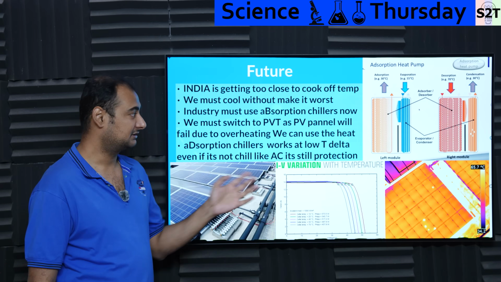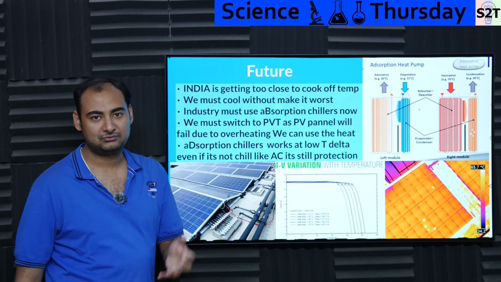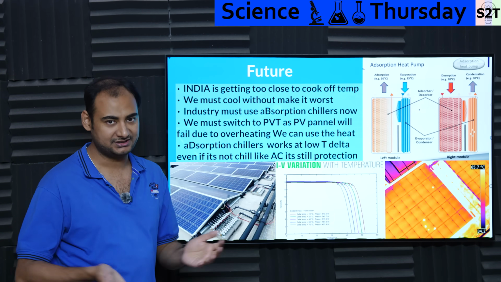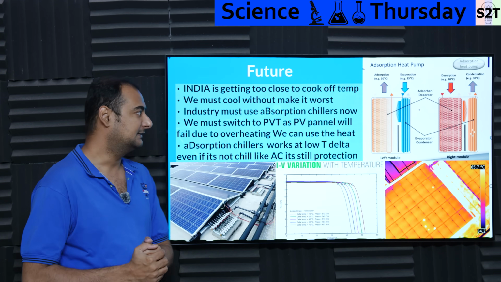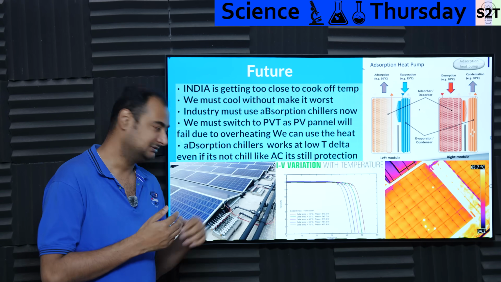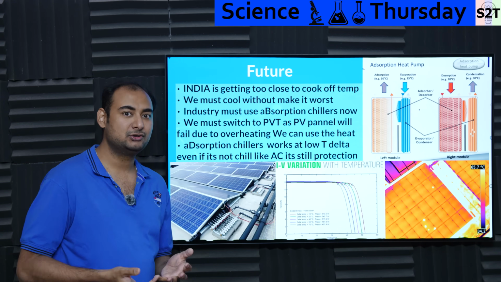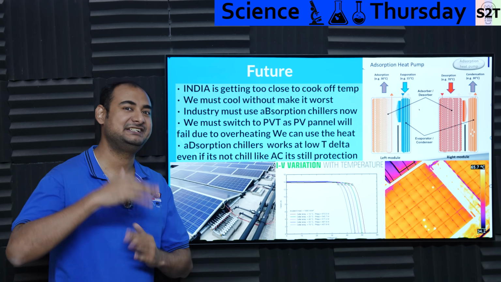And an absorption chiller, a system like this, can be tuned to work with low T deltas. Physics allows it. We just have to fine tune it. Basically, cooling water is the main limitation. And this sort of PVT, while it does give you hot water, it has a lot of flux. It does not have T delta.